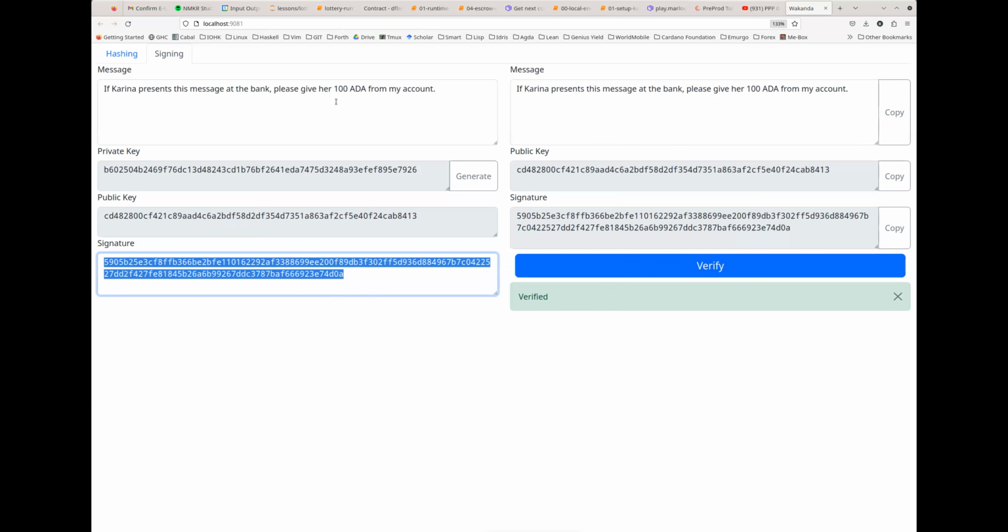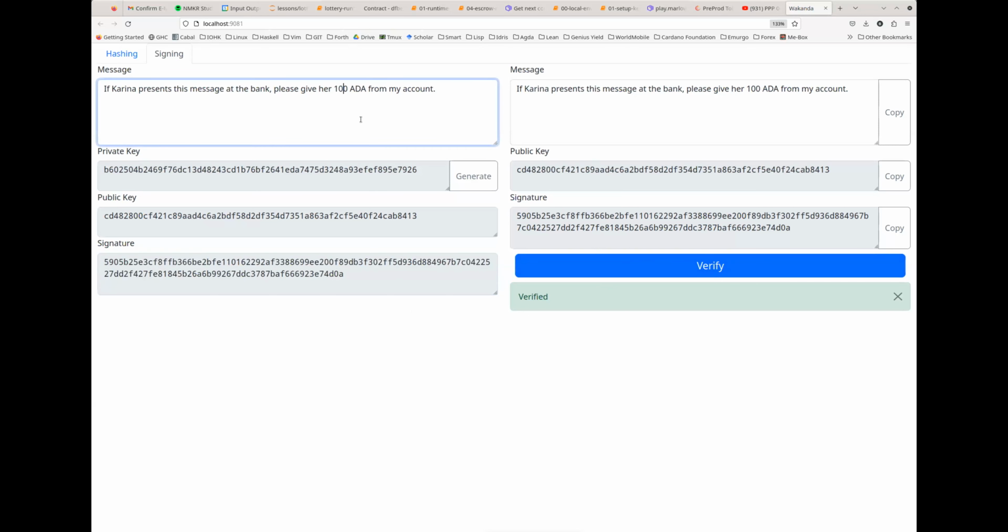So if I now change the message here, so if Karina wants to cheat and wants 1,000, she now presents this to the bank, but with my old signature, and it's invalid. We see that this old signature, which was for the 100, is completely different to the signature for 1000. So that's an important property.